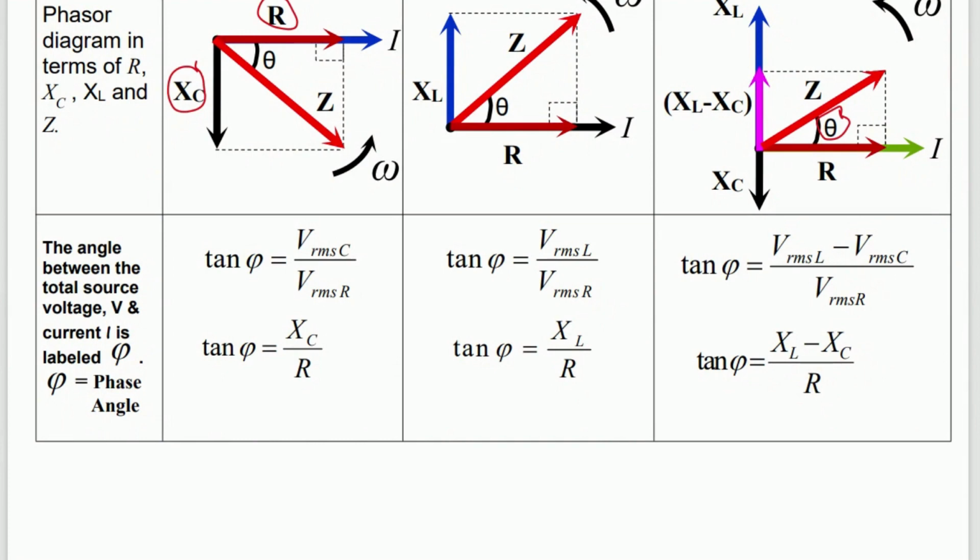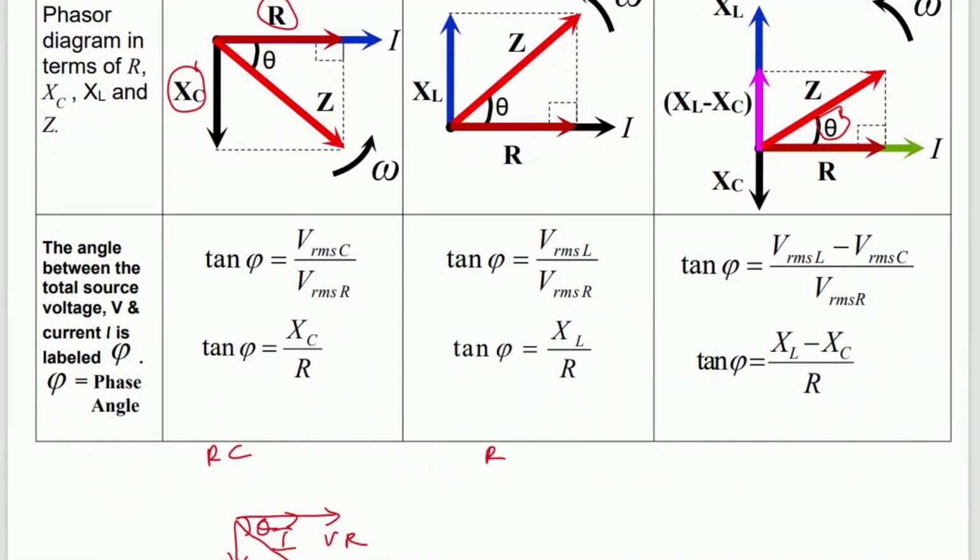Okay class, so I show you once again how to draw the phasor diagram for the RC circuit. The RC circuit is a combination of a pure resistor and a pure capacitor. For the pure resistor, this is the phasor diagram. For the pure capacitor, current leads voltage. So this is the current and this is the voltage. This is the total voltage and this is the theta. So this is the phasor diagram for the RC circuit.